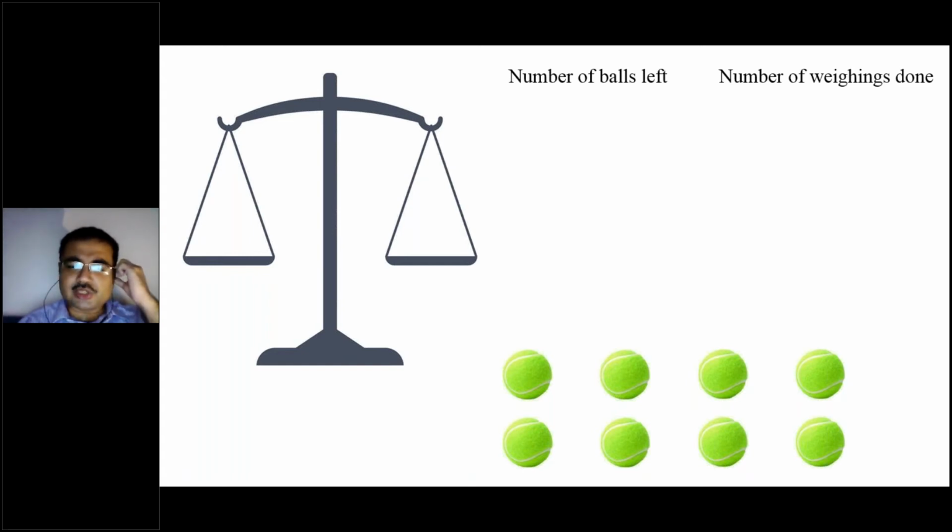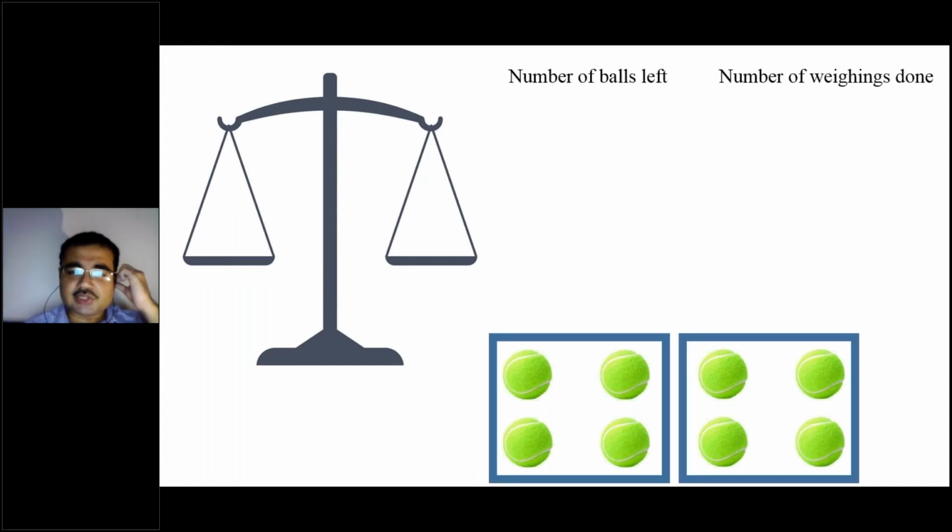What I do this time is somewhat like this. I select 4 balls and 4 balls, groups of 4 balls together, and I put them together into the weighing machine. I will put these 4 balls on one side and these 4 balls on this side. One side will definitely go down because one of the balls is heavier. So one group of 4 balls will be heavier than the other group.